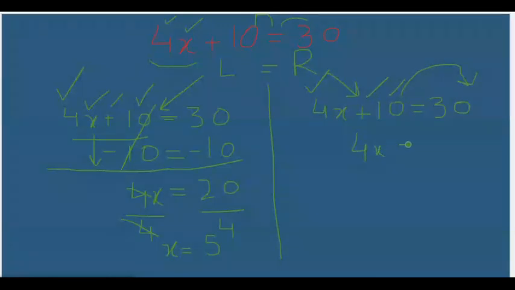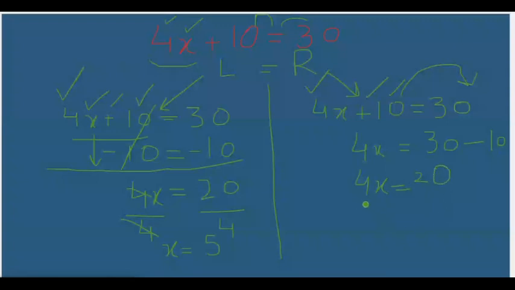We can write here equal, 30 will be there, and when 10 will be shifted to the right hand side, this 10 has a positive sign. Shift to the right hand side will become negative sign. So we will write the remaining part of the equation as it is, 4x equal to 30 minus 10 which is equal to 20.